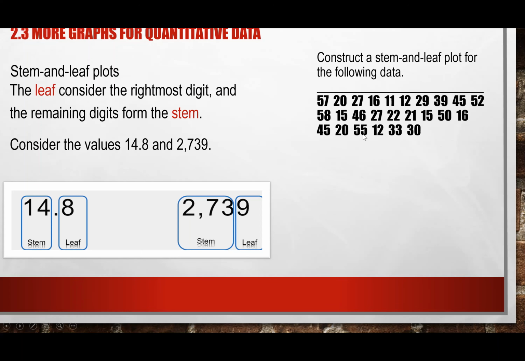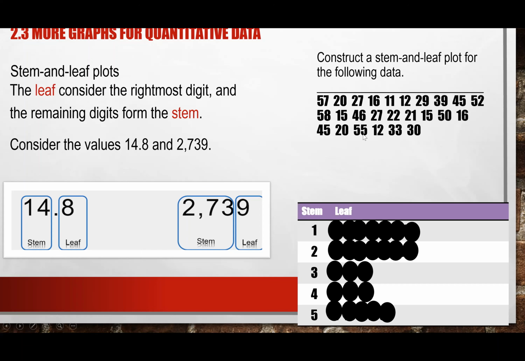If you glance through this data, you can see that the smallest data is in the 10s, and the highest data is in the 50s range. So I don't need to go more than 50 because I don't have any data more than 50. Again, this is in the 10s, this is in the 20s, this is in the 30s, this is in the 40s, and this is in the 50s. My smallest data is 11 and my highest data is 57, so I don't need to go further than that, right?